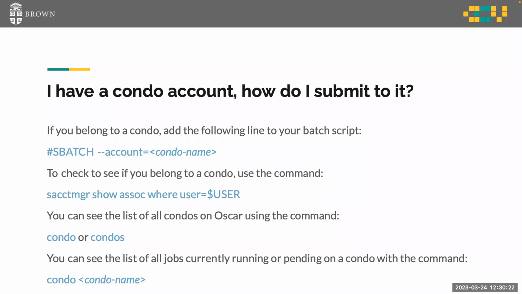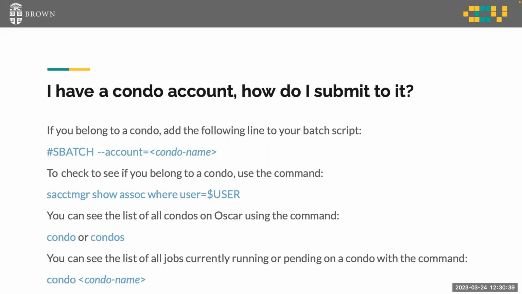And then finally, this is kind of a useful thing if you're submitting to a condo. If you use the command condo and then the name of the condo, you'll see all of the jobs that are currently running on Oscar that are tied to that condo.